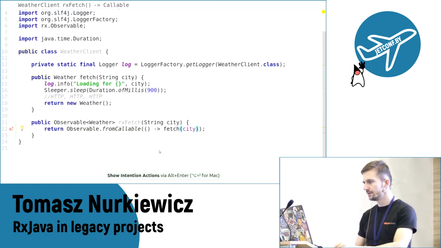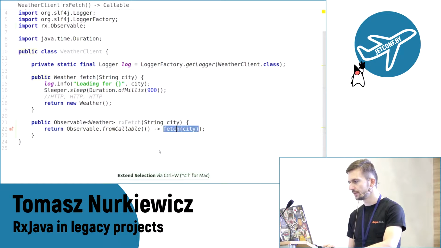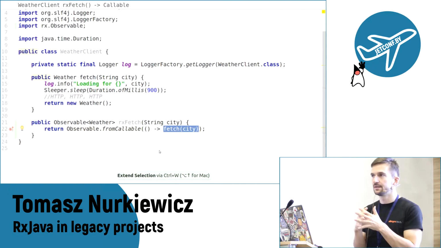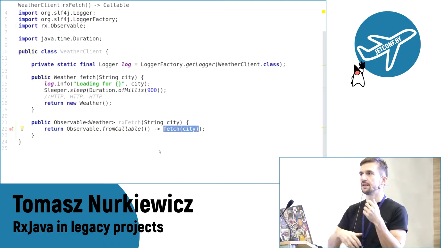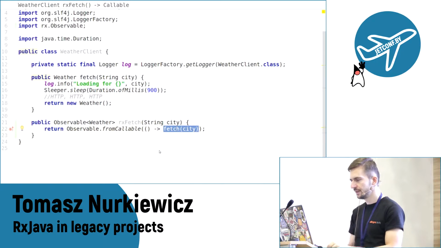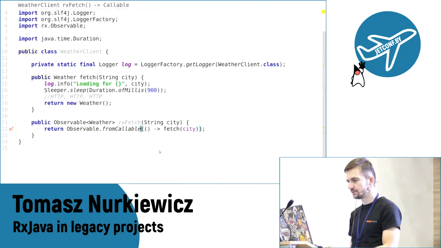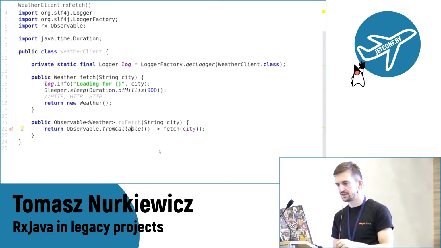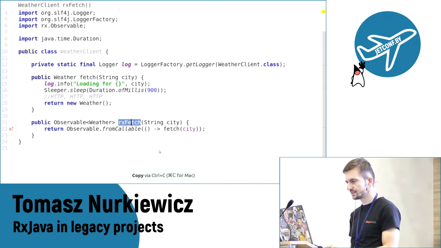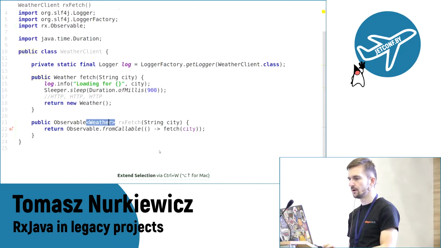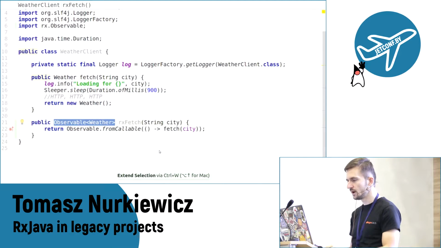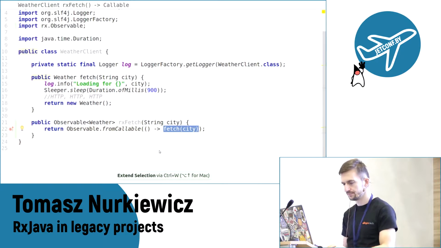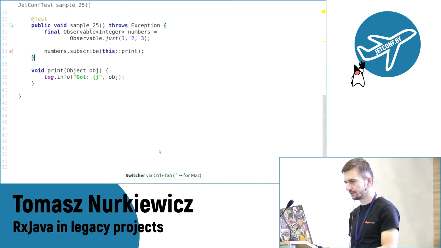Right, so what happened here is that I took an ordinary blocking code, I wrapped it in a callable, so in a way I wrapped it in something that I can run later, and then I'm turning it into an observable. So what's going to happen is that every single time someone calls RxFetch, I'm going to get an observable of weather. And in this case, I'm not going to get a stream of data. I'm just going to get one single value that was returned from this method. Let's see it in practice, and then we're going to learn a little bit more.